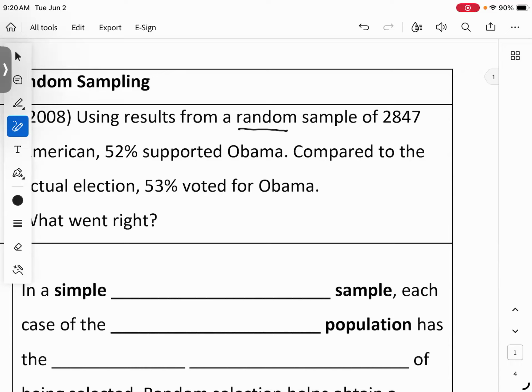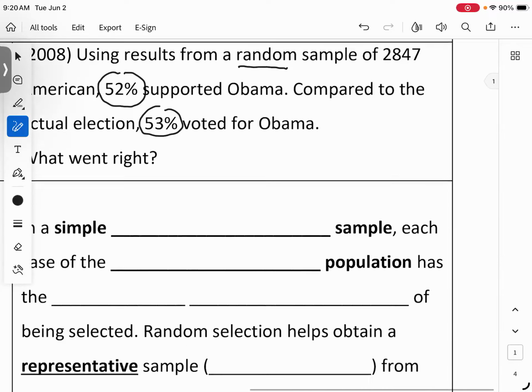But it's not the size that gives this its power. It's that it was a random sample, which increases the likelihood that they're going to have a good mix of Republican, Democrat, richer, poorer. They're all in there. About 52% of those who were going to be voting were going to favor Obama, and what actually happened was 53%. So they almost nailed it perfectly, right? They were only off by 1%. So the little question there is: what went right?